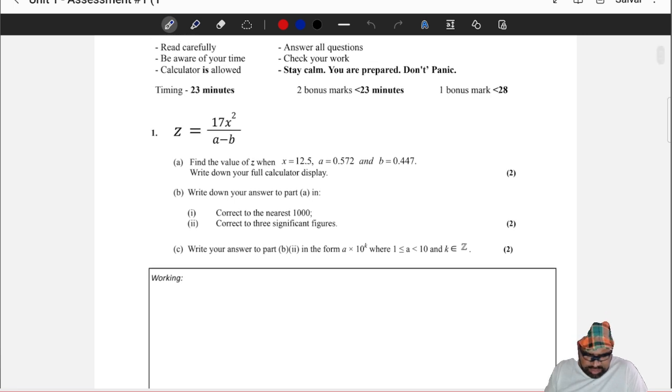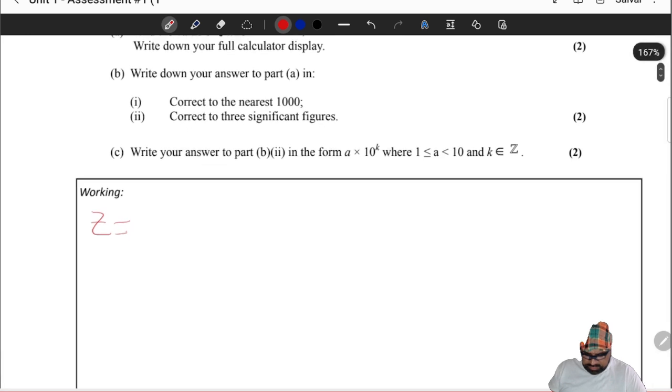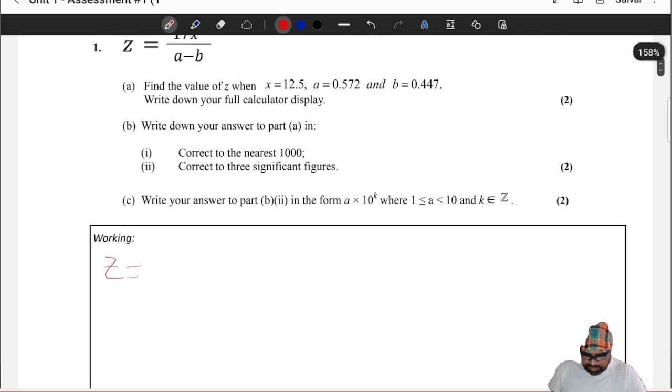The question is, I give you a problem. Find the value of z when x equals 12.5. How can we do it? Let's go here, solving this one. I know my z would be equal to, let me zoom here to make it better to see. Z equals 17.